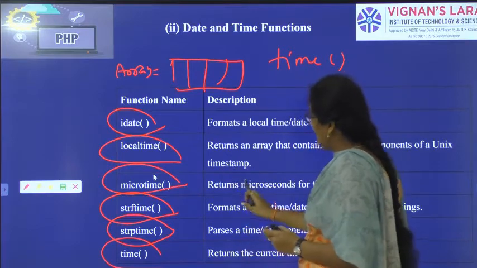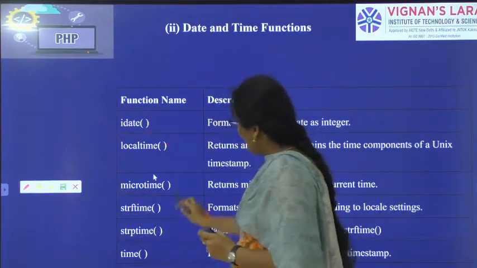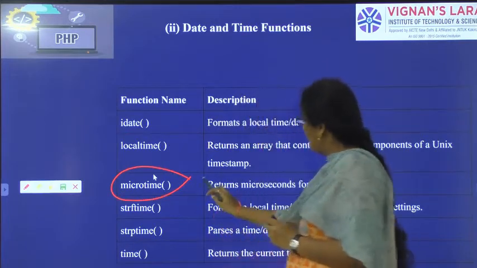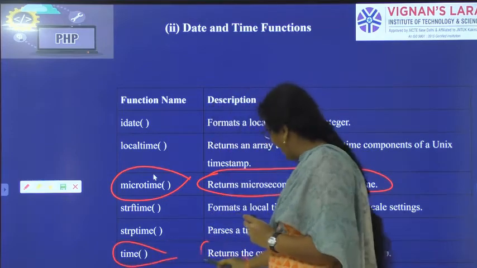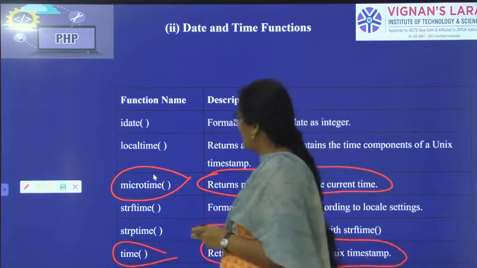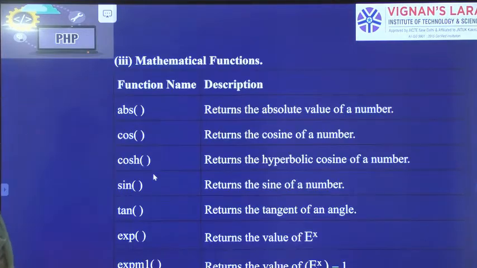Microtime is the function to get the microseconds of the current time. So see here, microtime is the function to return the microseconds of the current time. Time is the function to get the current time according to Unix. So these are the date and time functions.